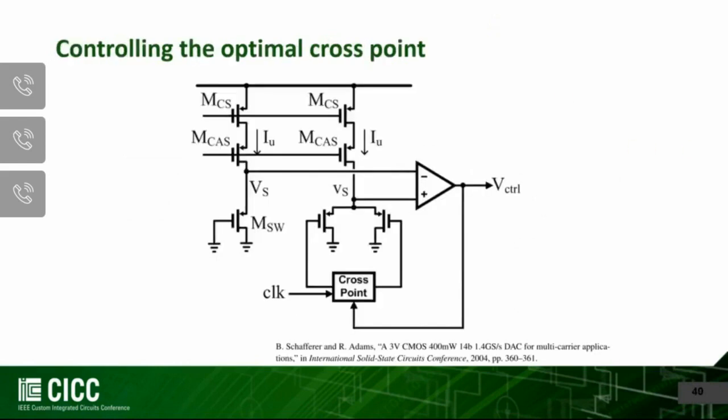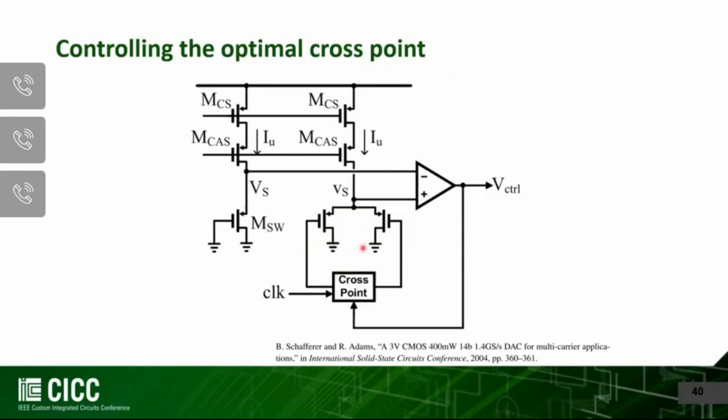Here is a possible way to do that. We take a copy of one of the current sources and set the switch fully on. We can actually throw away the off switch. That's what we have on the left. This replica determines the desired VS. Then we take another replica, this one here. We drive that using a latch where we have a way to control the skew between the control signals. So we can control the crossing point.